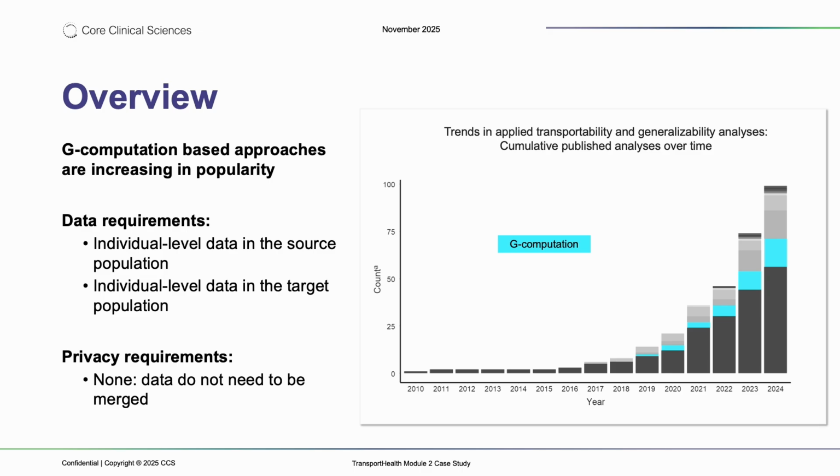In terms of data requirements, g-computation requires individual level data in the source population as well as individual level data in the target population, just like the weighting approaches that we covered in Module 1.